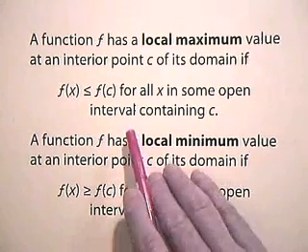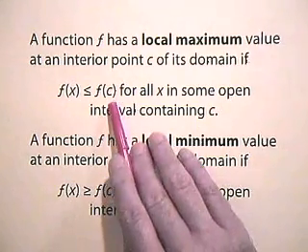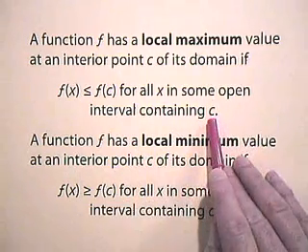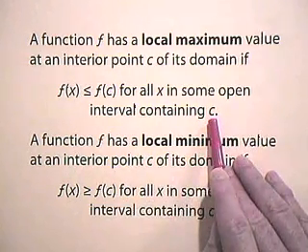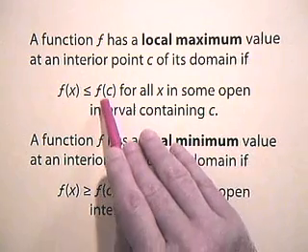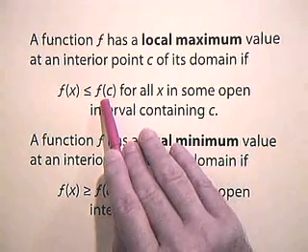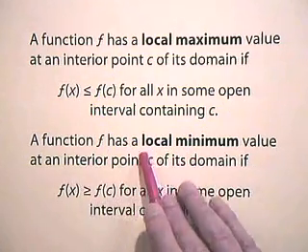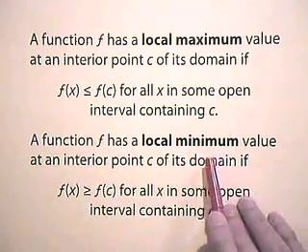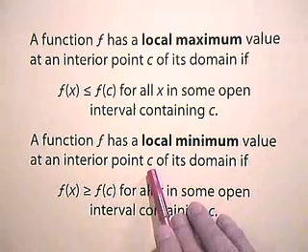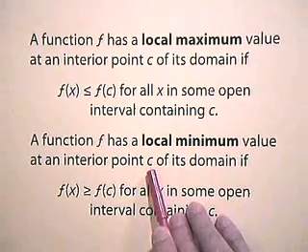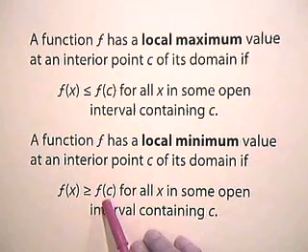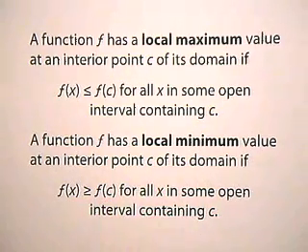In other words, what that means is if I restrict attention to some open interval containing c, if I can find it suitably, then f(c) will be the global maximum of f on that little interval. And likewise for the local minimum, what it's saying is at the point c, I can find some small open interval about c such that on that open interval, f(c) is the global minimum.